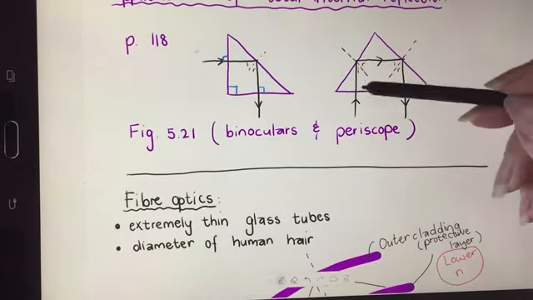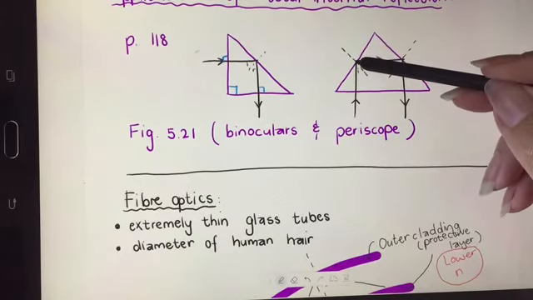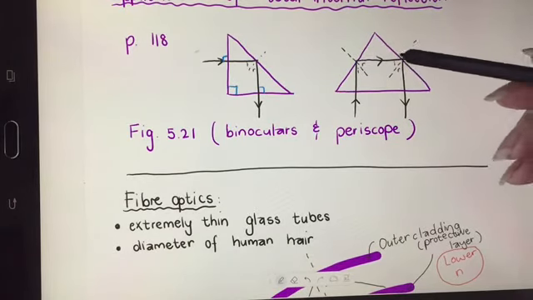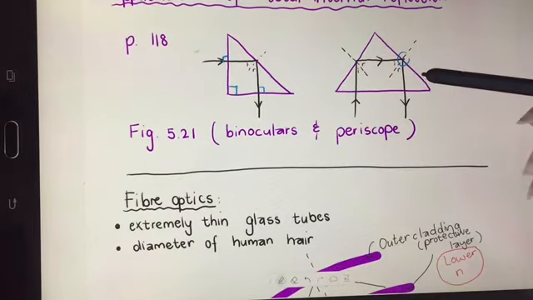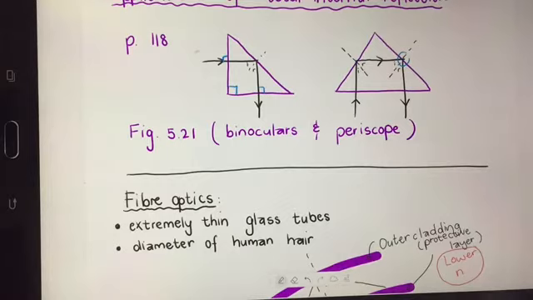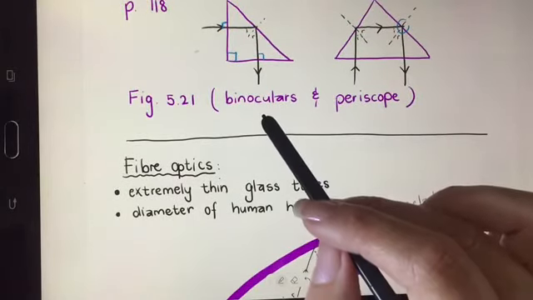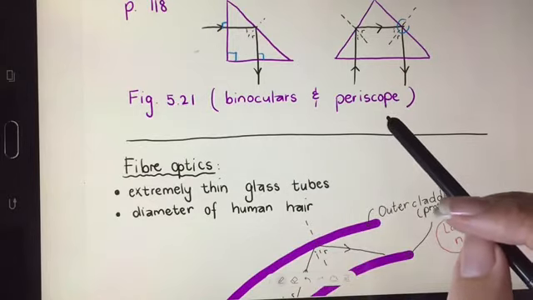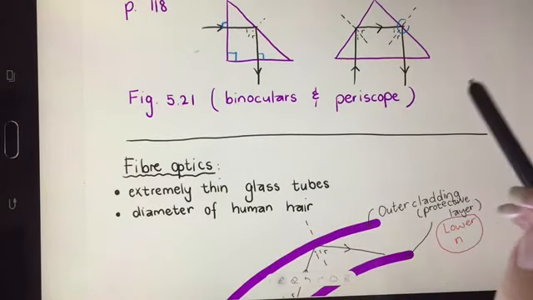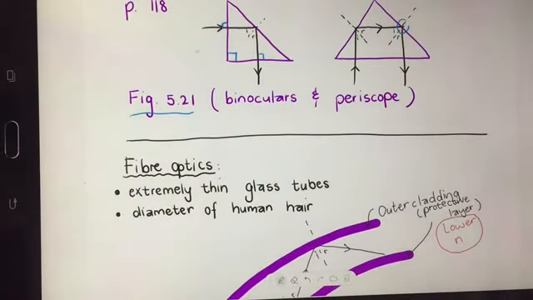Here's another example. So incident ray, over here, total internal reflection takes place. Over there, total internal reflection takes place as well. So the ray actually changes direction, and this is applied in binoculars as well as in the periscope of a submarine. So you can also just go look at figure 5.21.